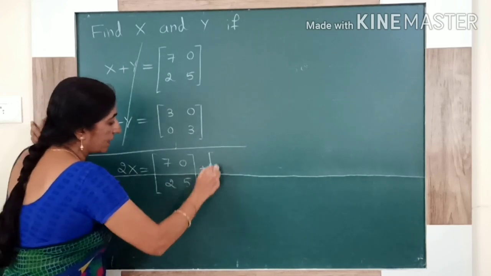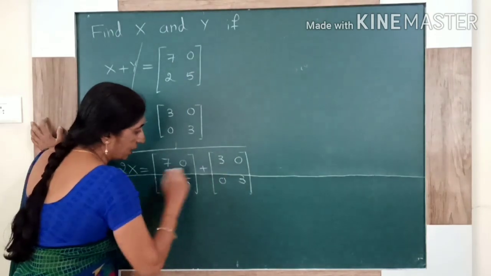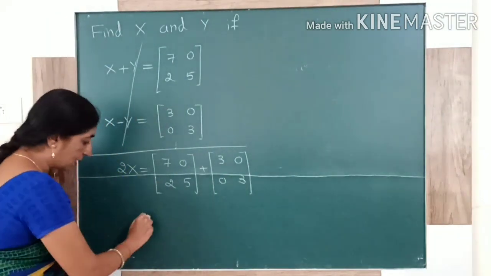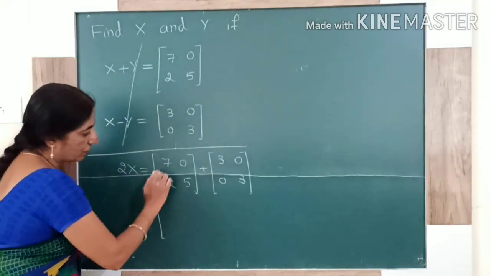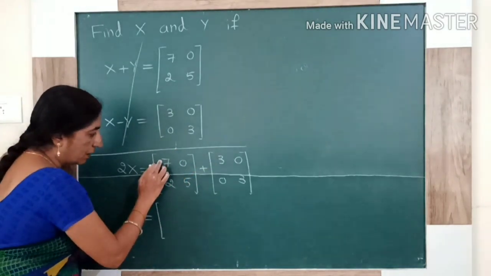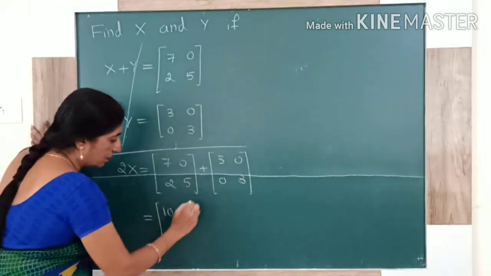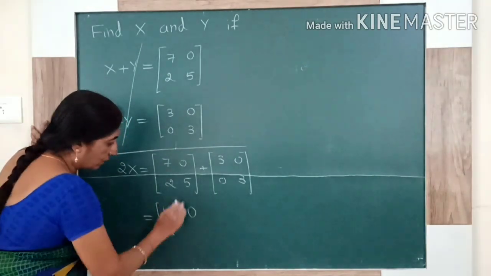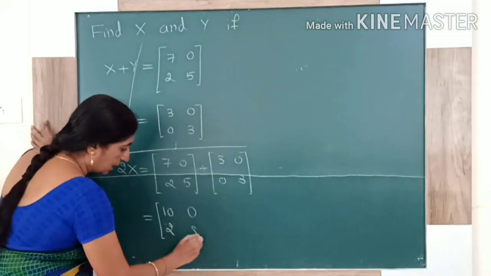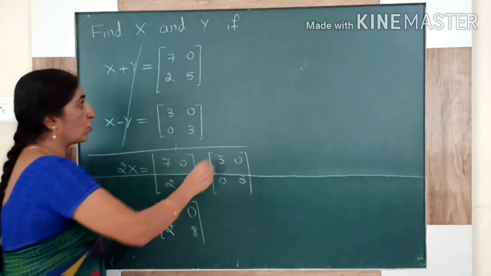because we are just adding. Remember, in simultaneous equations students will not always change the sign. It is not necessary. Depending on the problem, we have to go for that. Now simple addition. 7 plus 3, 10. 0 plus 0, 2 plus 0, that is 2. 5 plus 3, 8. This is what, students? This is 2x. Then what will be x?